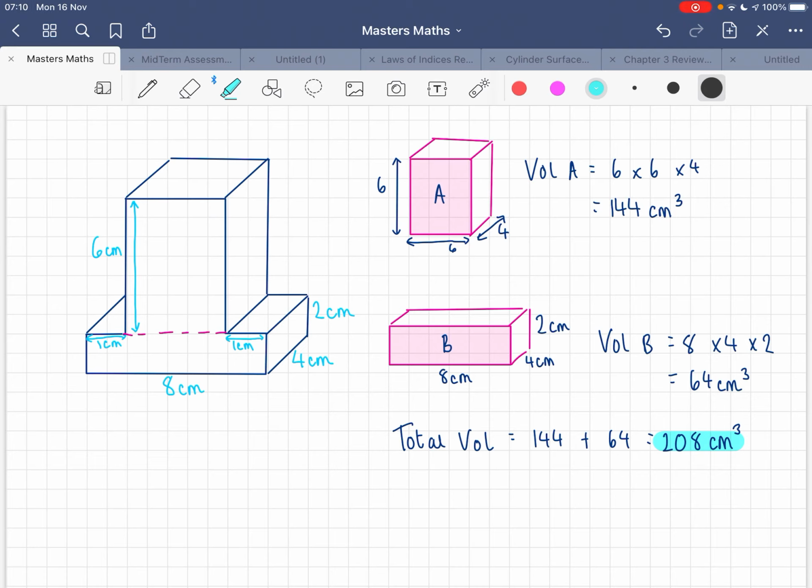Okay, so it looks really complicated, but as long as you split it up, I would sketch out the 2 shapes that you have when you've split it, just to make it a little bit easier.